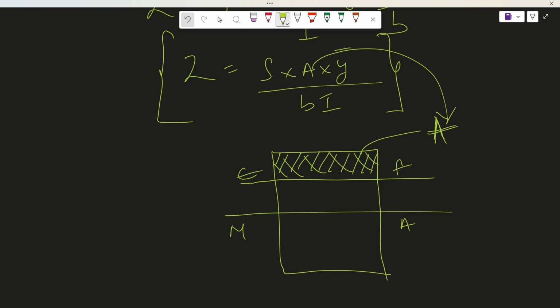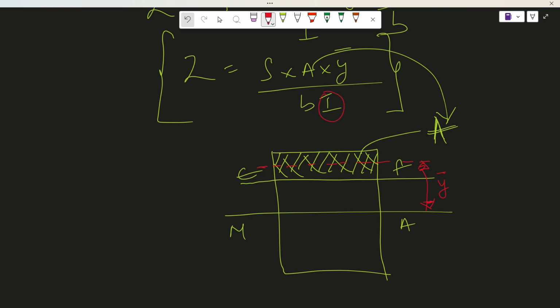Now, your Y bar. While still looking at this area, look at the centroid of this area. The centroid is here. Y bar is saying that the distance from the centroid of this particular enclosed area above the layer where we want to find our shear stress, to our neutral axis, is called Y bar.